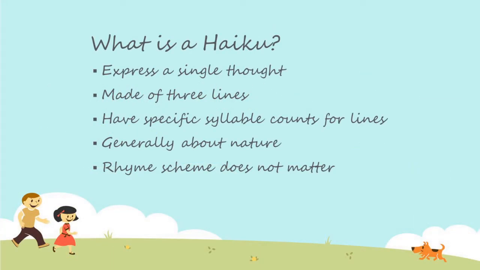So what's a haiku? It's a poem which expresses a single thought. It's made up of 3 lines and has a specific syllable count for each line that needs to be followed, and it's generally based on nature but also reflects on human emotions, values, philosophy, or even musings, and it does not have a rhyme scheme.